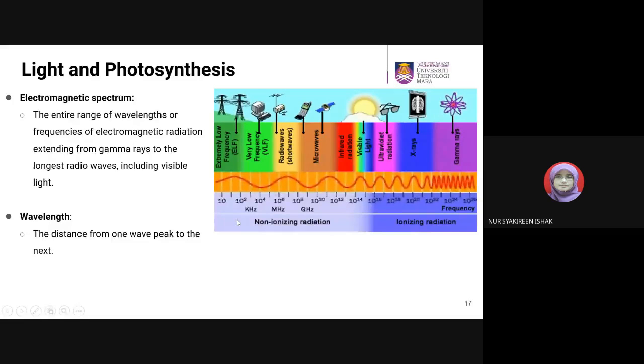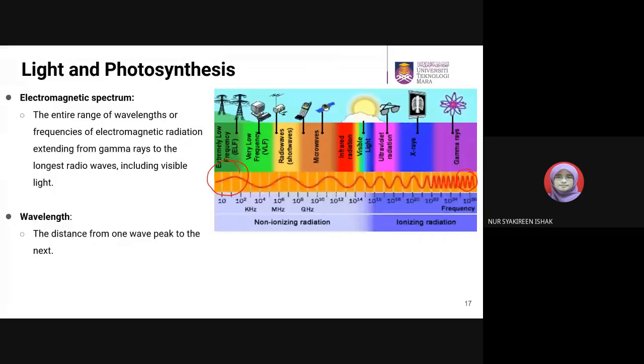Okay. So kat sini kita ada electromagnetic spectrum. So these are the range of different wavelengths, okay. That includes the very small wavelength which is gamma rays. So kita belajar fizik kan. So kalau wavelength tu lagi kecil, lagi tinggi dia punya energy, kan. So kalau wavelength tu besar, so lagi rendah energy dia.